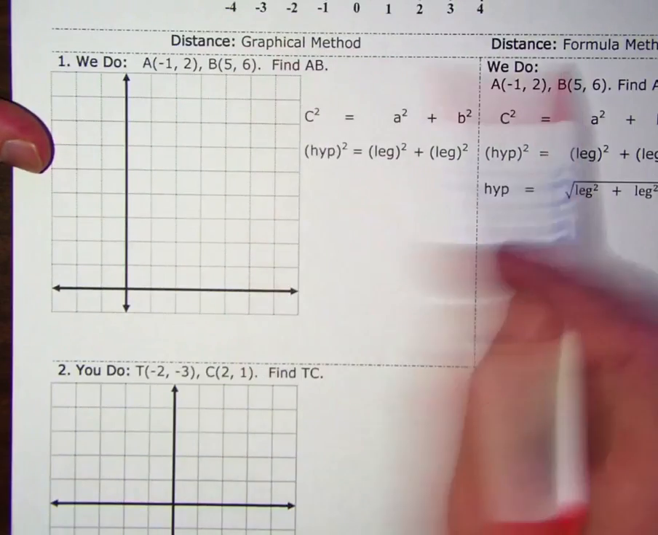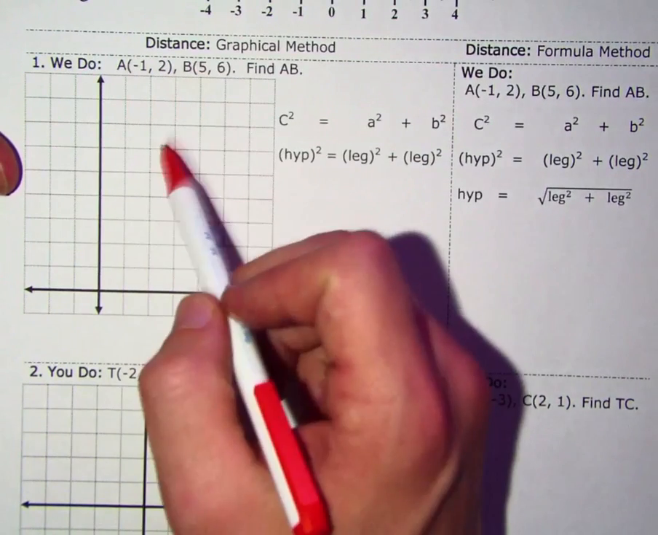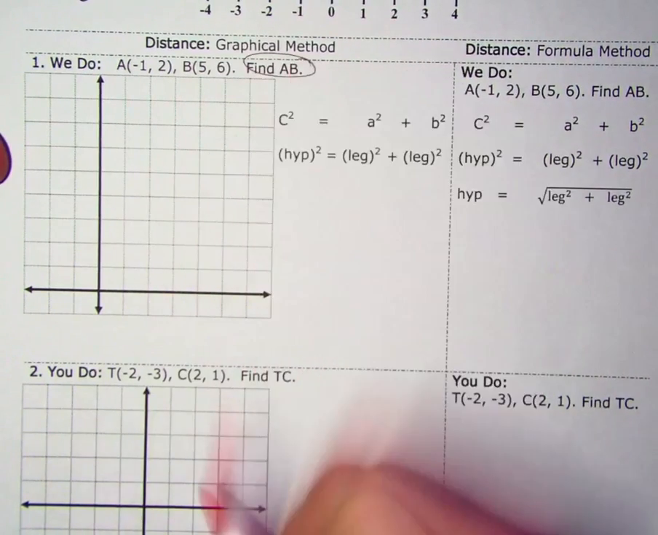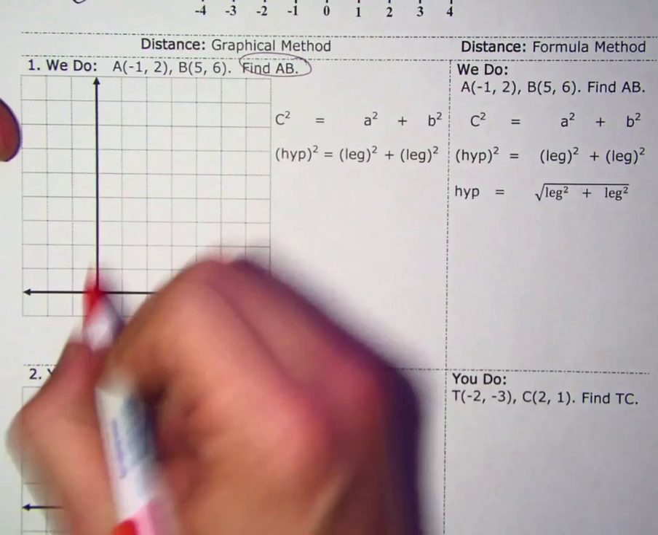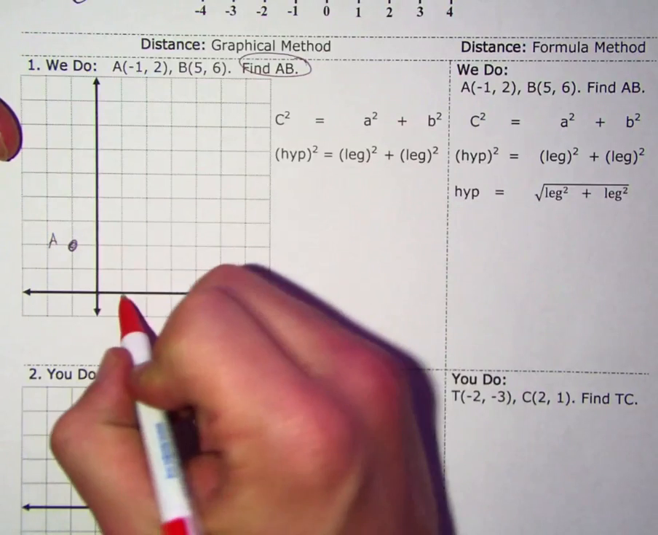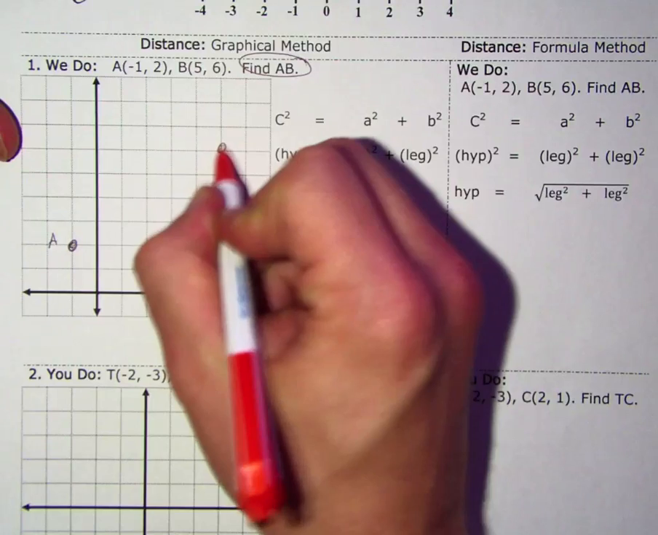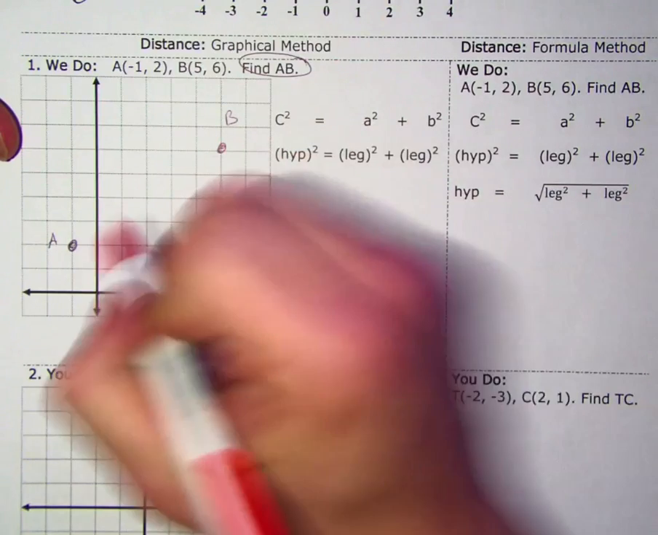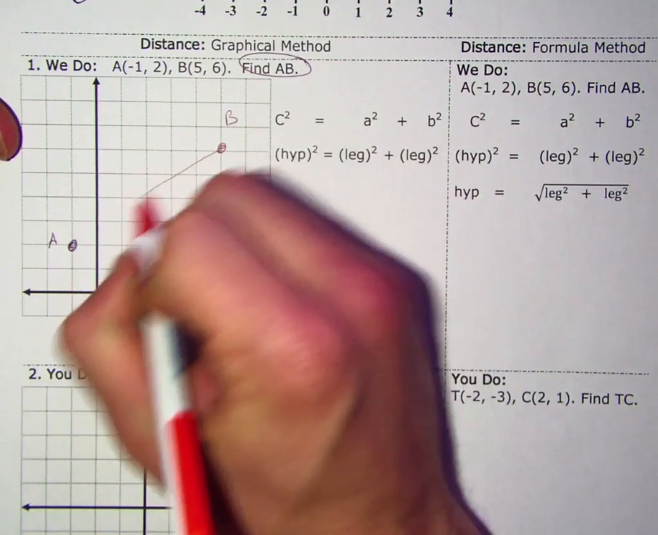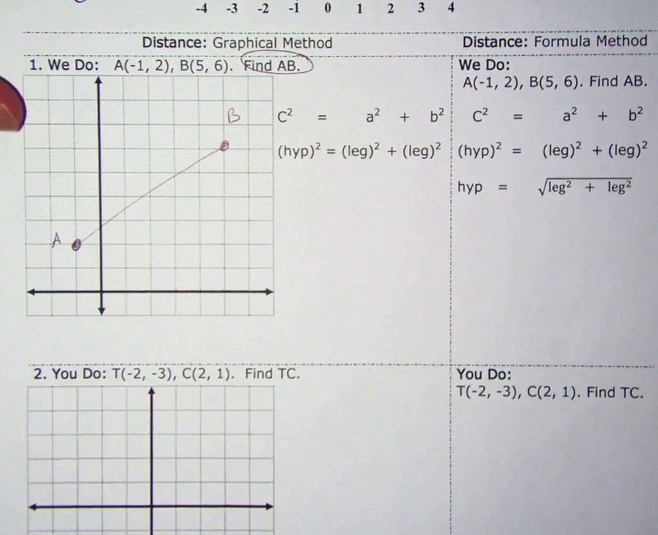So we're going to talk about a graphical way and a formula way. Here's the graphical way. I'm going to plot my points A and B first, and then I want to find the distance from A to B. Okay, so A is -1, 2, and B is 5, 6. And if we want to find out the distance here, how long that is, what we actually have to do is build a right triangle.